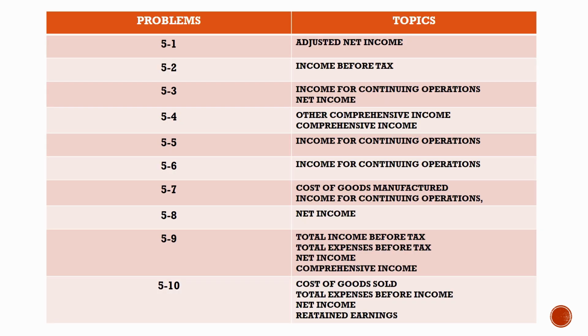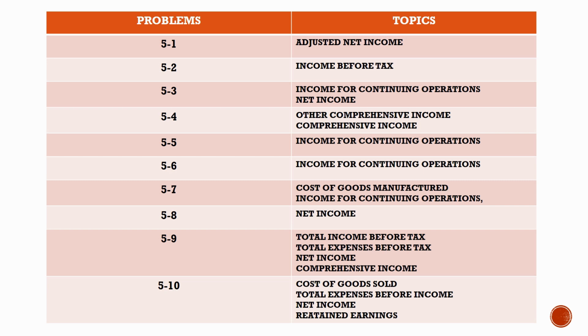In this chapter, we have 10 problems with different types and requirements na hinihingi. For problem 5-1, we're going to find the adjusted net income. For problem 5-2, income before tax. Problem 5-3, income from continuing operations and also net income. 5-4, we're going to find other comprehensive income and comprehensive income. For problem 5-5 and 5-6, income from continuing operations. 5-7, we're going to look also for the cost of goods manufactured and income from continuing operations.